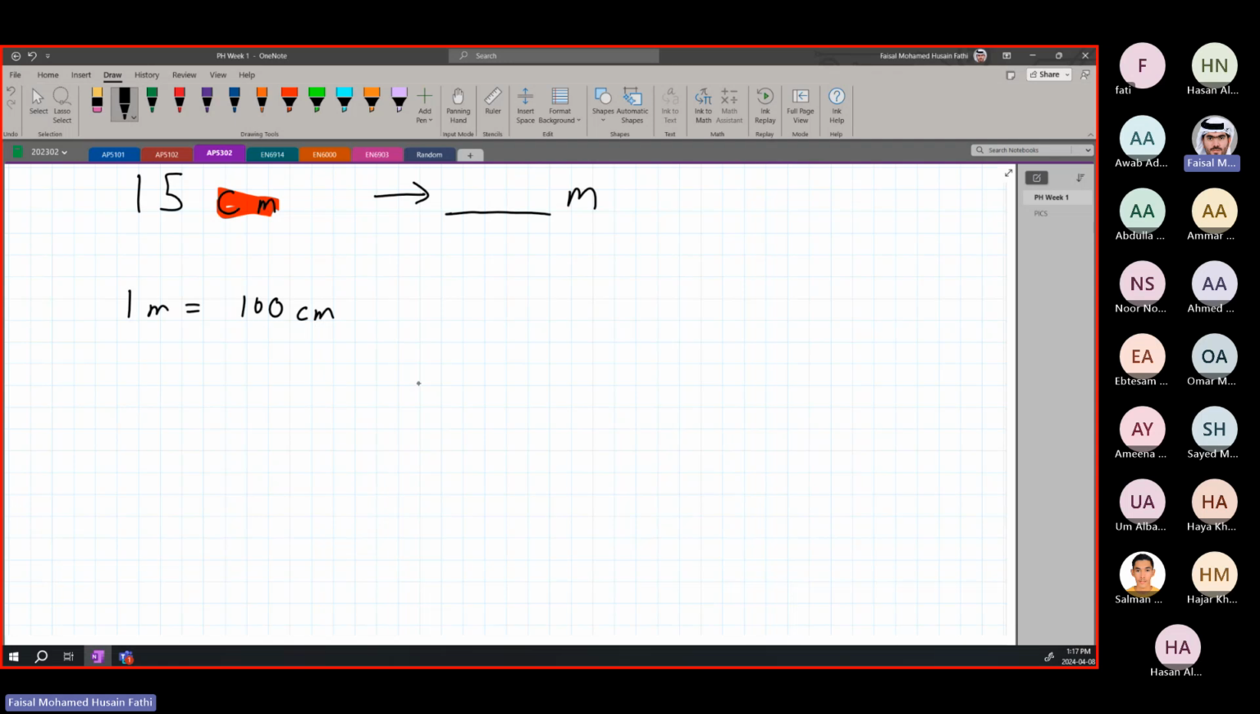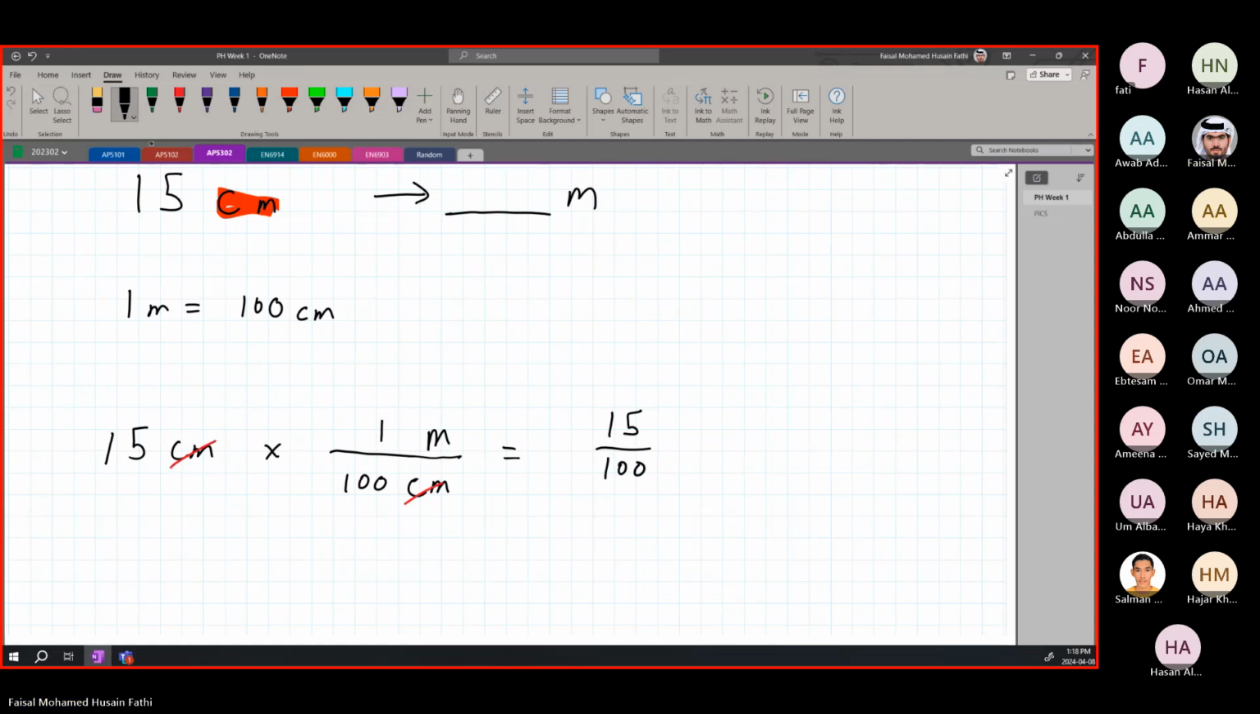So how would you do the proper way? How would you do the conversion here? You know 1 meter is equal to 100 centimeters. So 15 centimeters you will multiply by, we want the answer to be in meters, so we will keep the meters at the top. We want to cancel the centimeter, so we keep centimeter at the bottom and we know 1 meter equals 100 centimeters. This way the centimeter and centimeter will cancel and you will be left with 15 over 100 meters. Alright? This is how you would always solve for unit conversion.